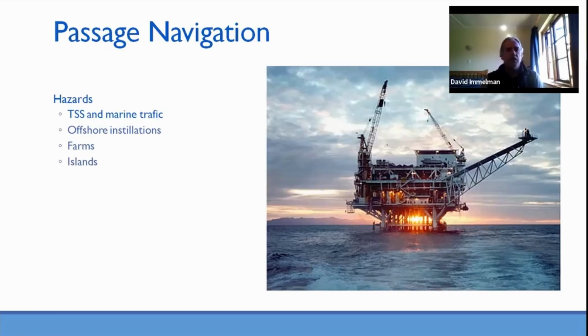You know, offshore installations. Well, obviously you don't want to bump into those. Farms, fish farms. There's more and more and more of them appearing, and obviously islands. You know, you don't want to bump land, islands, rocks, all that sort of thing. So you need to know where all your hazards are from a passage planning point of view, from a navigation point of view, simply so you can go around them.